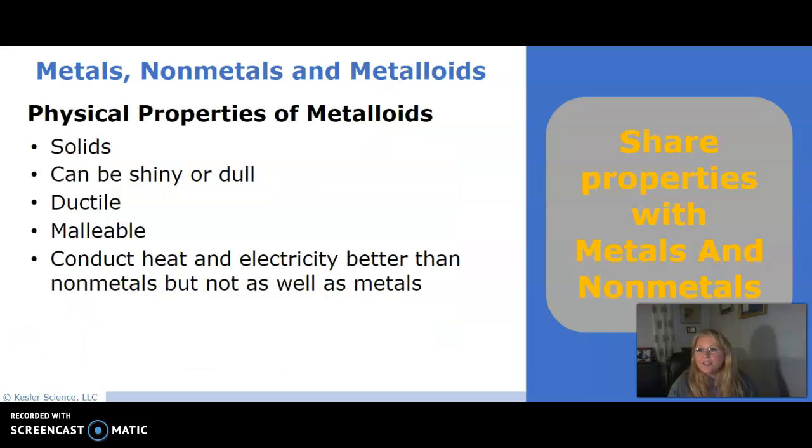Okay, so physical properties of metalloids, they're solids typically. They can be shiny or dull. They are typically ductile or malleable, but when it comes to conductivity, they conduct electricity better than nonmetals, but they do not conduct electricity or heat as well as metals. So they're kind of in the middle there.